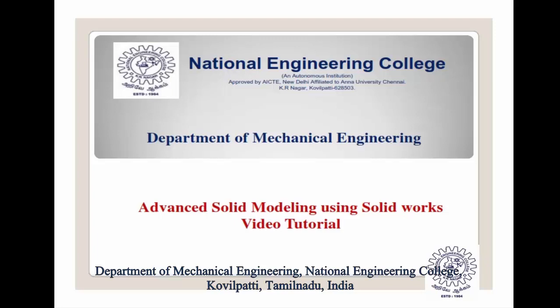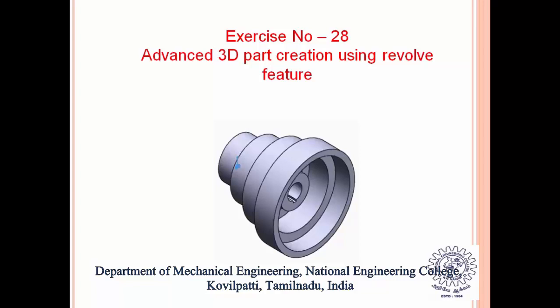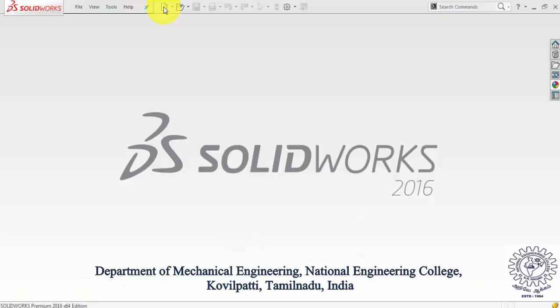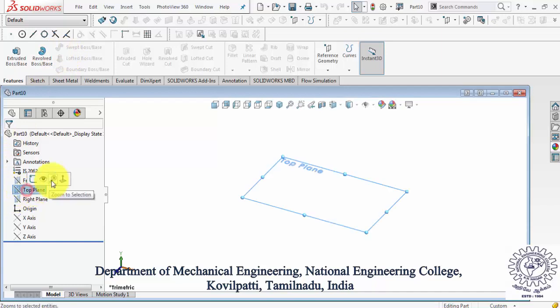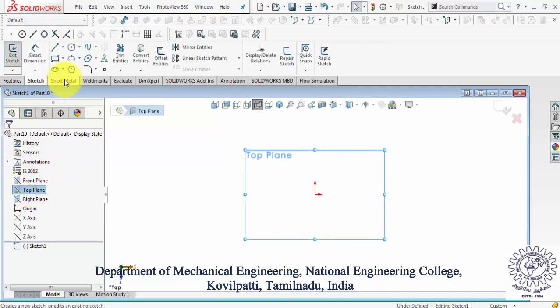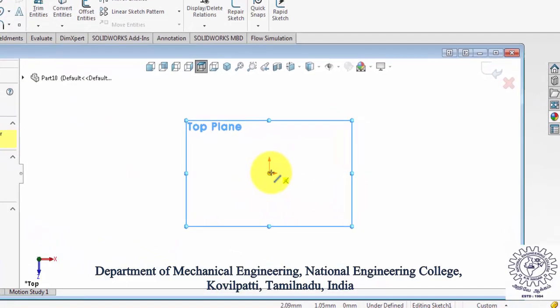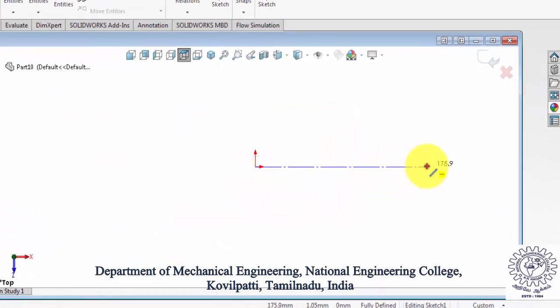In this video, we are going to see about the basics of 3D modeling. Exercise number 11. First, select the new part. Then pick top plane for sketching. Now, select the center line and draw a horizontal center line from the origin.